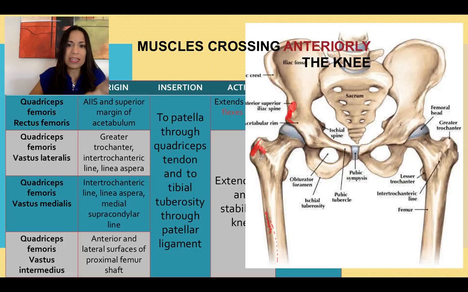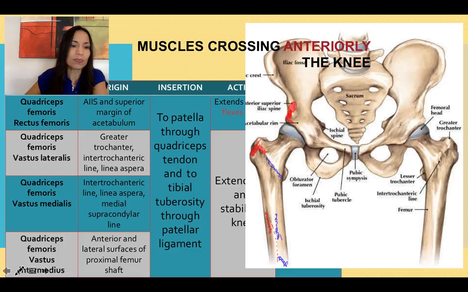Where do you think we're going to put the medialis? Towards the middle, right? So, in the medial side of this linea aspera, posteriorly, but also here on the intertrochanteric line, and it actually goes a little bit further down to the medial supracondylar line. Okay, so it has a broad origin almost throughout all the shaft.